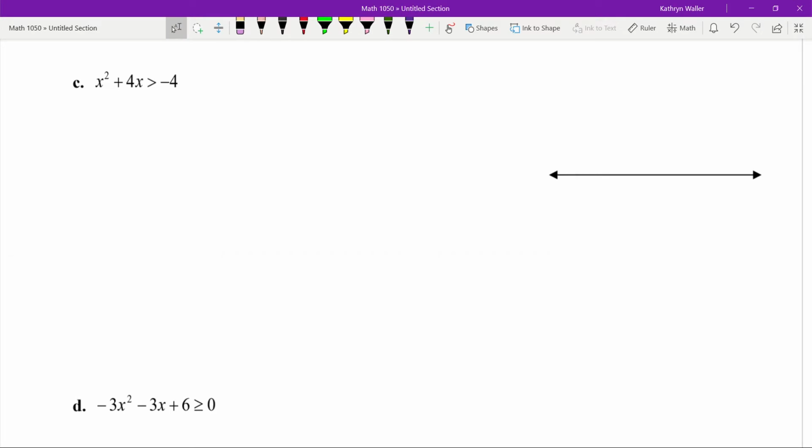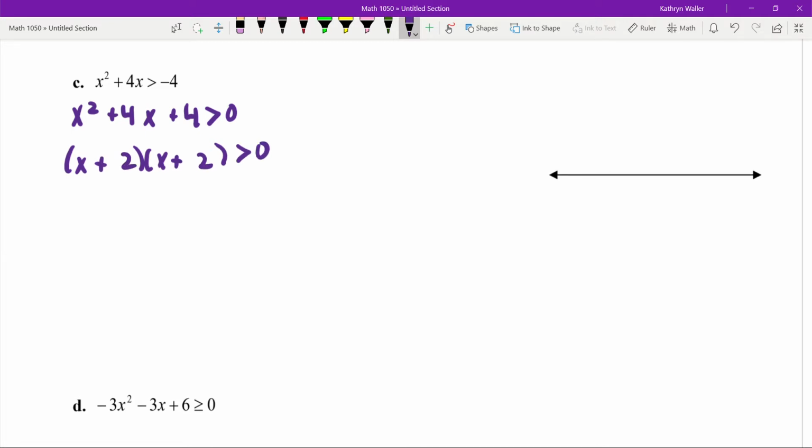Okay, question C. I'm going to throw a couple of different scenarios at you, so I'm going to add some things to it. So just write small and know we're going to add some stuff there, okay? Okay, so step number 1, pull your 4 over. So x squared plus 4x plus 4 is greater than 0. Step number 2 is to factor. So it goes to an x and an x. Signs are the same, they're both positive. 2 and 2 multiply to give me 4 and add to give me 4.